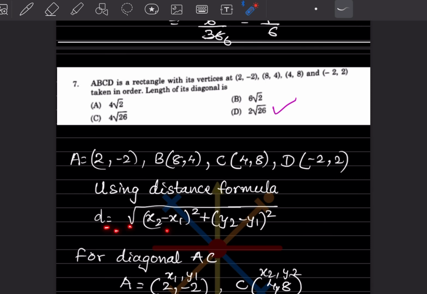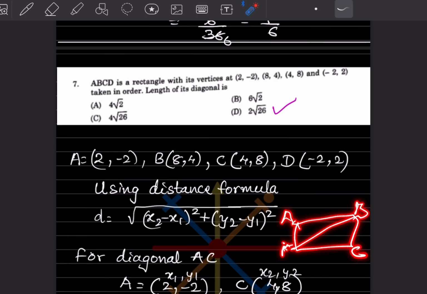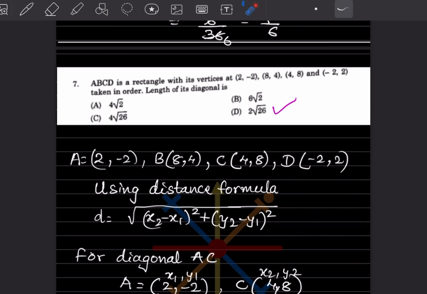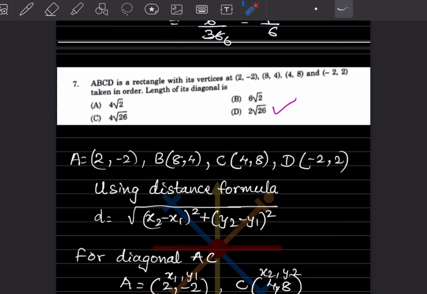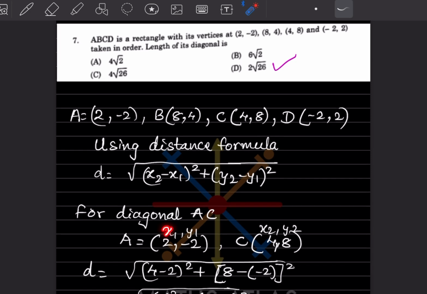The distance formula is the root of (x2 minus x1) whole square plus (y2 minus y1) whole square. So for diagonal AC, this is A, this is B, this is C, and this is D. For this diagonal AC, the A point is given as (2, -2) and C is given as (4, 8). So we will consider this as x1, y1 and this as x2, y2.